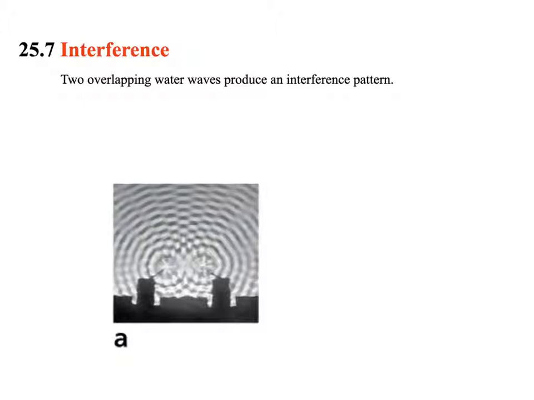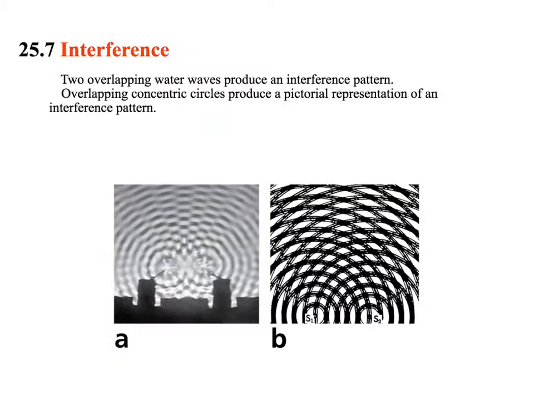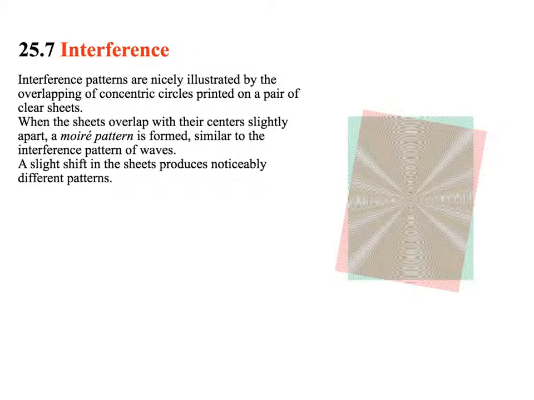Two overlapping water waves produce an interference pattern. See that one? Overlapping concentric circles produce a pictorial representation of an interference pattern. Interference patterns are nicely illustrated by overlapping concentric circles printed on a pair of transparent sheets. Then when the sheets overlap with their centers slightly apart, a pattern is formed similar to the interference pattern of waves. A slight shift in the sheets produces noticeably different patterns.